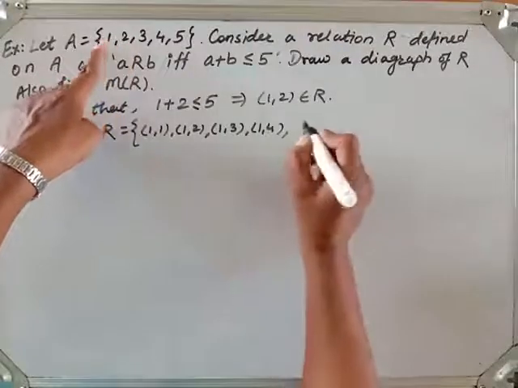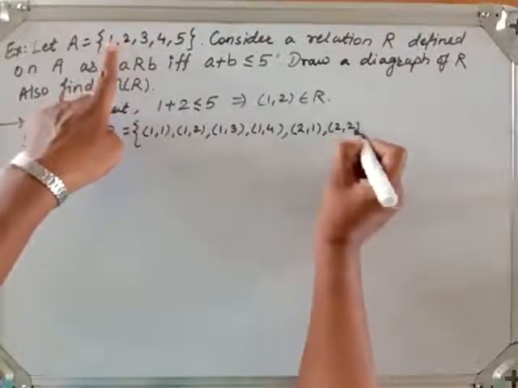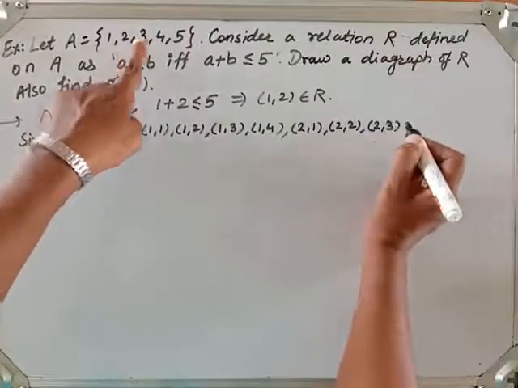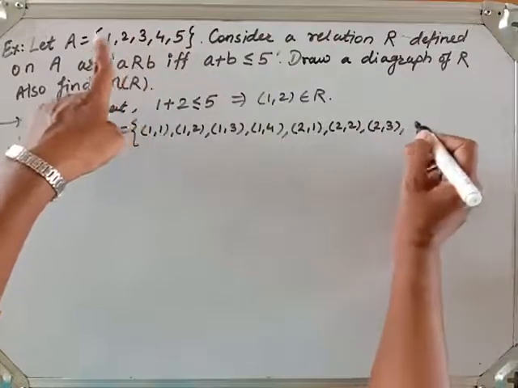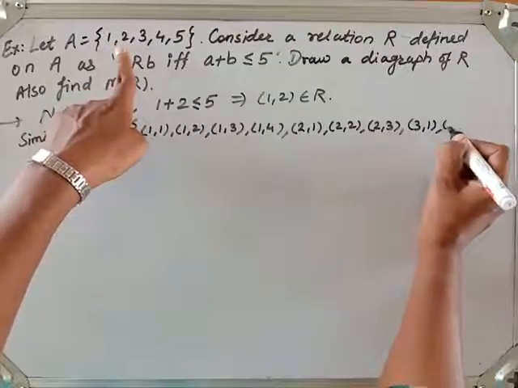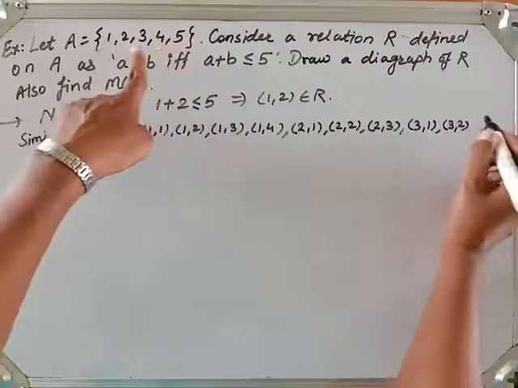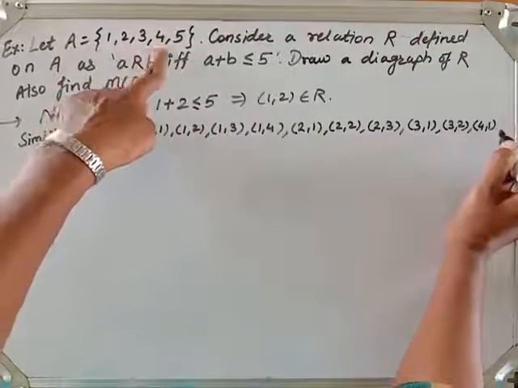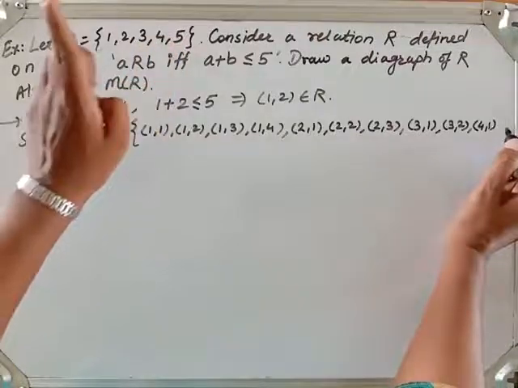Now (2, 1) is there. (2, 2) is there. (2, 3), the addition will be 5, so it is there. (2, 4) is 6, it is not there. (2, 5) is 7, it is not there. Now (3, 1) is there. Fine. (3, 2) is there. (3, 3) is not there. (3, 4) is not there. (3, 5) is not there. Now (4, 1) is there. (4, 2), (4, 3), (4, 4) and (4, 5) are not there.